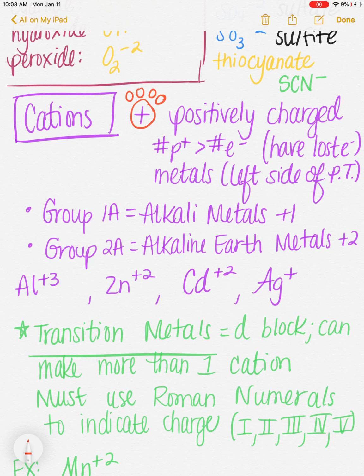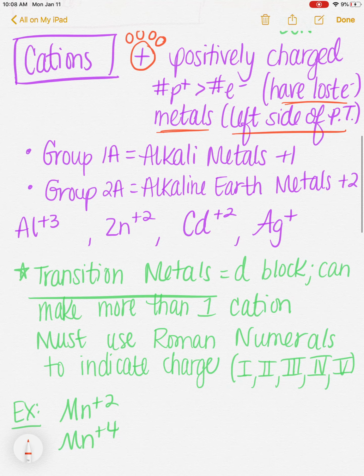Now remember, we can't gain or lose protons. So in order for that to happen, we have to have lost some electrons. These cations are generally formed from metals, which are on the left side of the periodic table. Group 1A, which are known as the alkali metals, tend to have a +1 charge. Not tend to, they always do have a +1 charge.